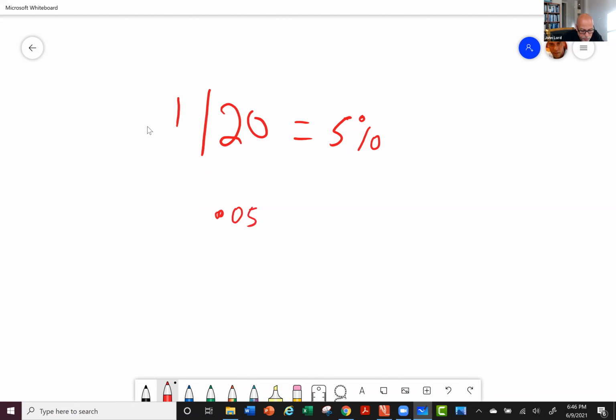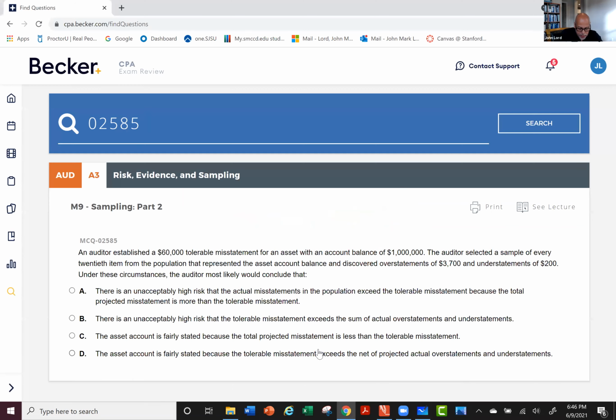0.05 times the projected error is going to equal the difference between the audited values and the book values, even though they didn't call it difference estimation, that's what they meant here. And so I go ahead and I take a look, and what? I had overstatements of 3,700 and understatements of 200. So that's a net, what? Misstatement of 3,500.